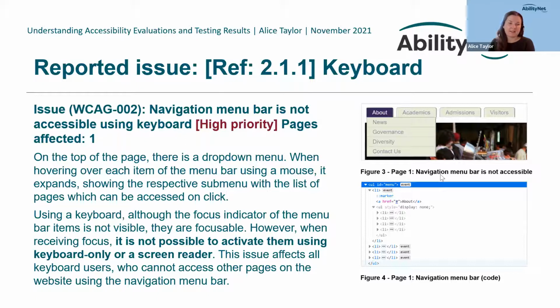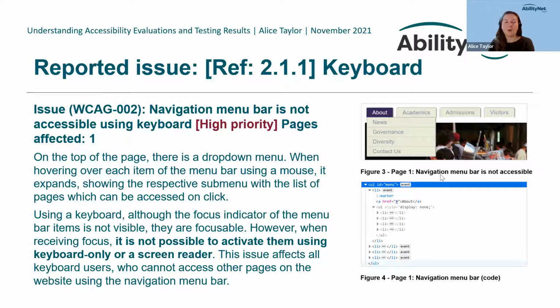And then it's made clear that the pages affected are pages 1. Then we go on to describe the issue. On the top of the page, there is a drop-down menu. When hovering over each item on the menu bar using a mouse, it expands, showing the respective submenu with the list of pages which can be accessed on click. Using a keyboard, although the focus indicator of the menu bar items is not visible, they are focusable. However, when receiving focus, it is not possible to activate them using keyboard only or a screen reader. This issue affects all keyboard users who cannot access other pages on the website using the navigation menu bar.